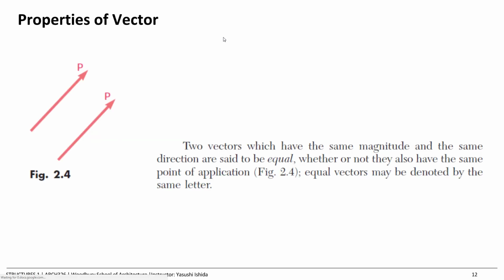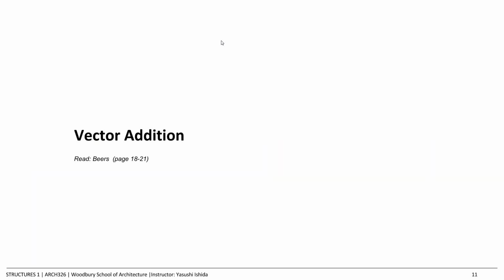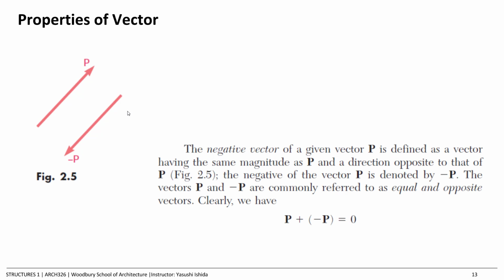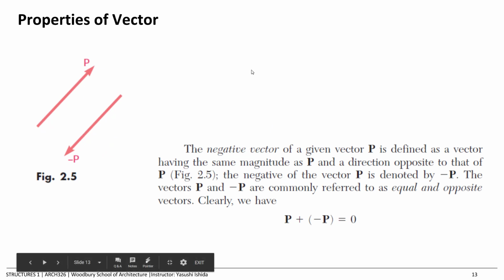So, vector addition. How do you add vectors, which you probably have done in some classes, right? Two vectors which have the same magnitude and the same direction can be anywhere and they're equal vectors. I'll skip that. The negative vector, what does that mean? That simply means the same magnitude but opposite sense. And of course, if you add P and negative P, it's going to be 0.